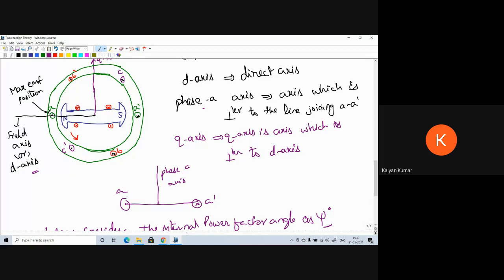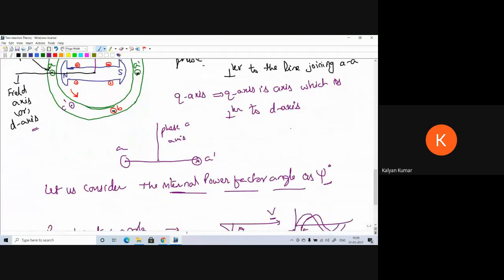Therefore if the rotor rotates by an angle psi degrees, then the coil sides A and A dash will have maximum current position.